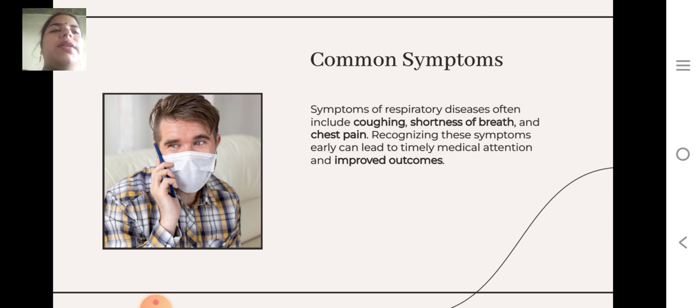Common symptoms. Symptoms of respiratory disease often include coughing, shortness of breath, and chest pain. Recognizing these symptoms early can lead to timely medical attention and improve outcomes.